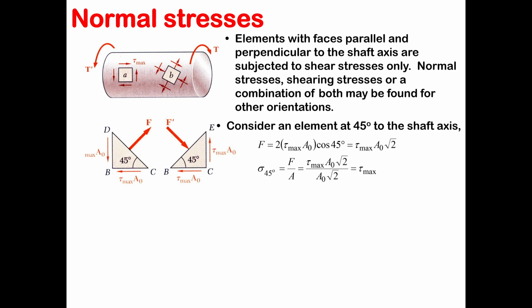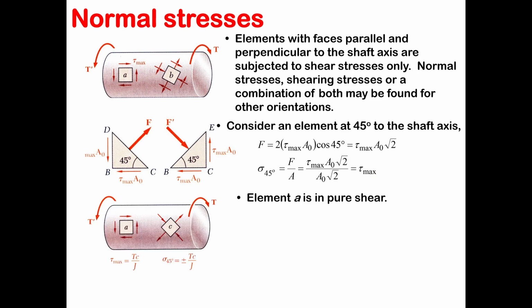So your sigma at 45 degrees, the normal stress on a 45 degree element, is going to be calculated by dividing the force by area. So we're going to have tau max A naught divided by A naught square root of 2. The two areas are essentially the same area, right? So your sigma at 45 degrees is going to be equal to tau max, which means that you are going to have the maximum normal stress if your element is at a 45 degree angle compared to the shaft axis.